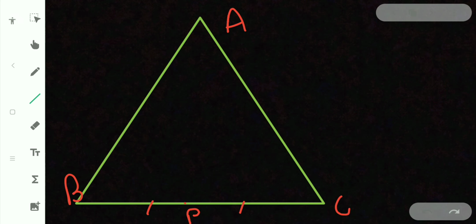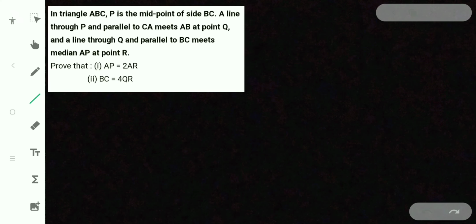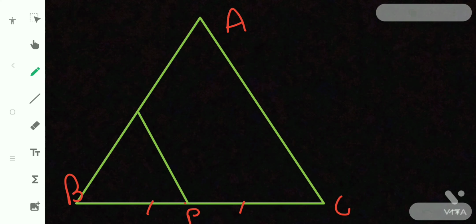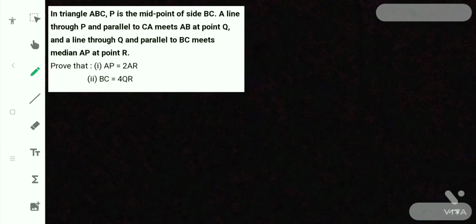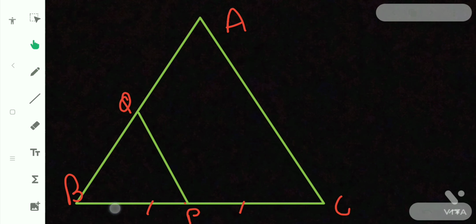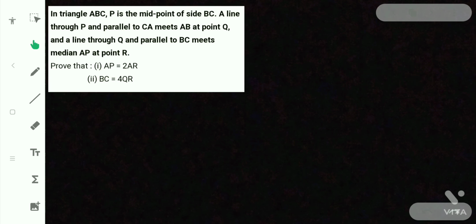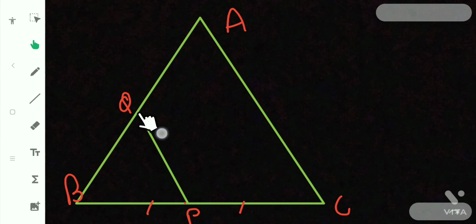So a line through P and parallel to CA meets AB at point Q. So this is a point and that point name is Q. That is meeting on AB, so it is point Q that is given in the question, and a line through Q and parallel to BC.